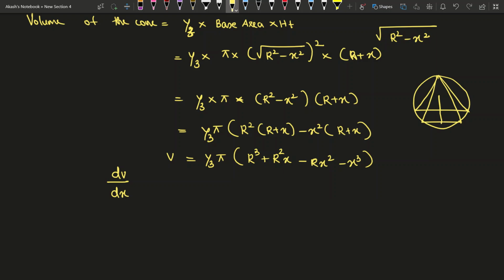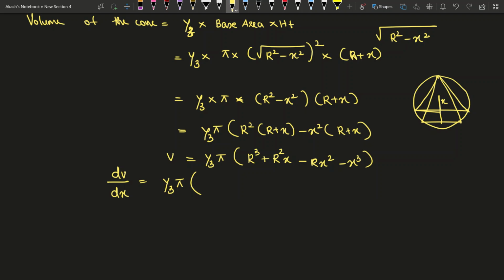With respect to x, what will vary? The base radius also varies, but we express the base radius in terms of x. So there is no issue. When you take the first derivative, it will become 1/3 π into the derivative of this. We know that the radius of the sphere is not varying with respect to the base radius of the cone.